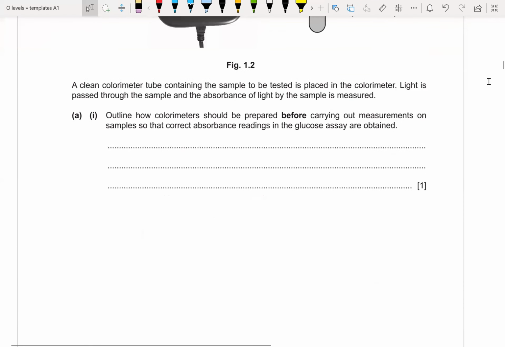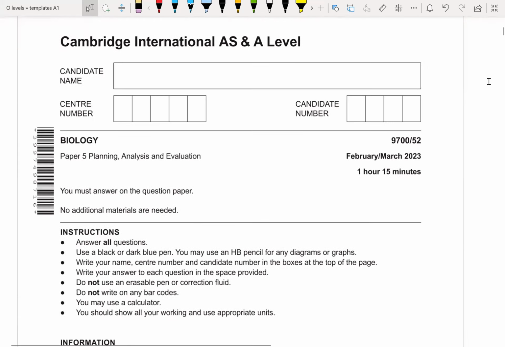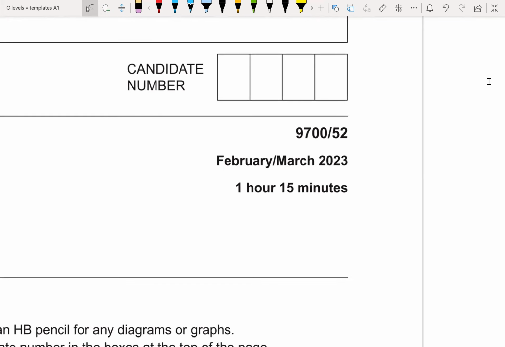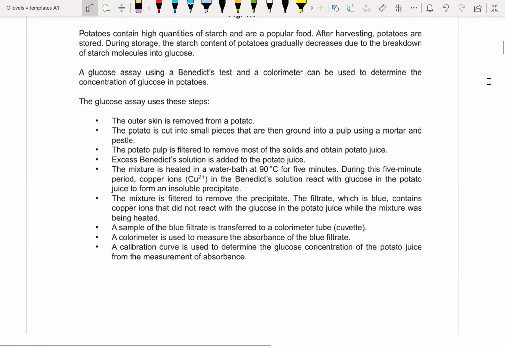We're going to solve this recent P5 paper. It's Feb March 2023, 52 variant paper. Students had 1 hour and 15 minutes to solve this paper. Let's start.